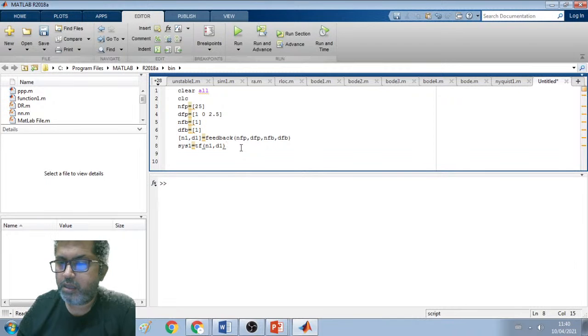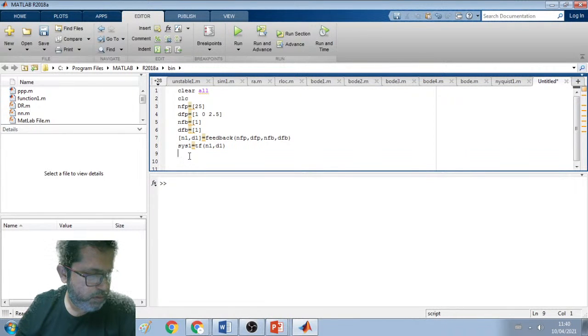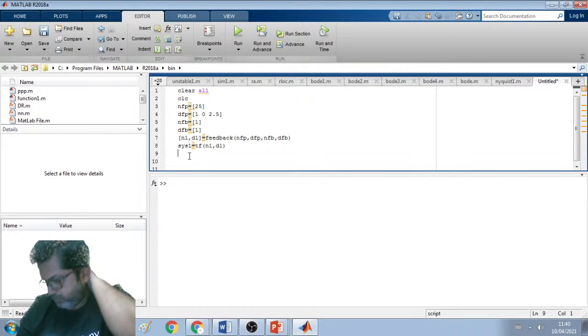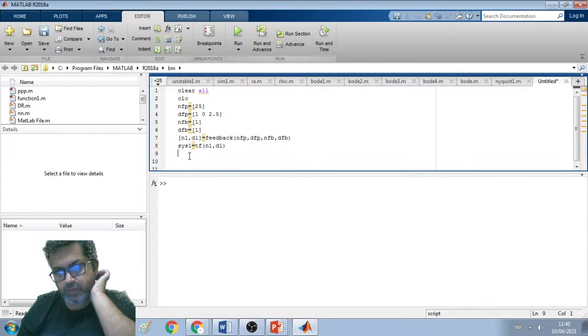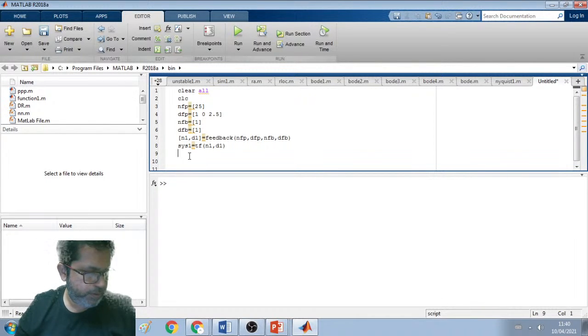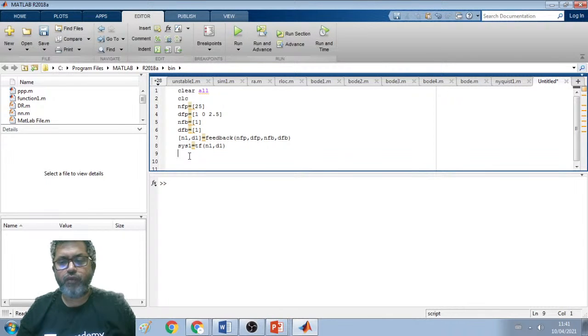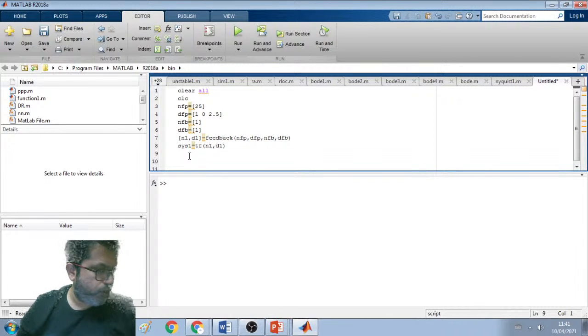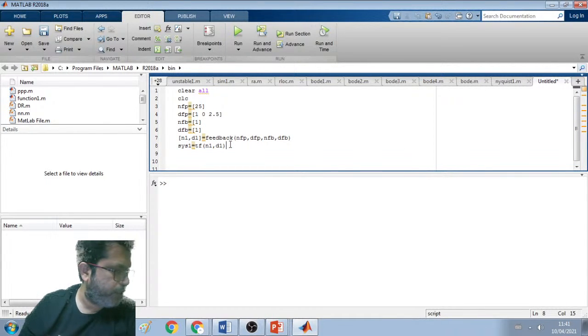So let us see that. This is the overall function, the closed loop transfer function of the unity feedback system.